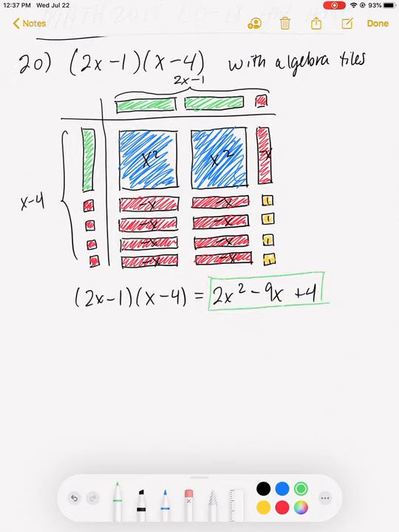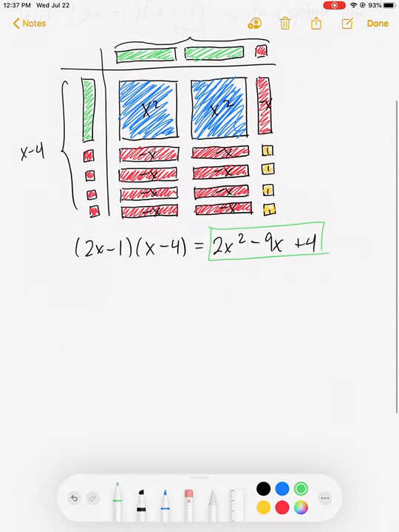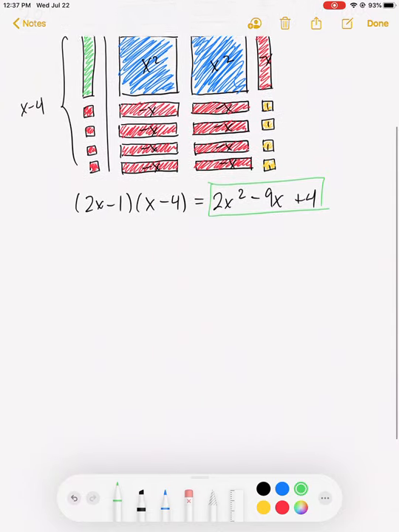Okay, all diagrammed with pictures instead of symbol manipulation. Now, the open box method is the next step towards abstraction. Instead of drawing out all the tiles or using tiles as a concrete model, we're going to use a drawing, and that is the open box method.